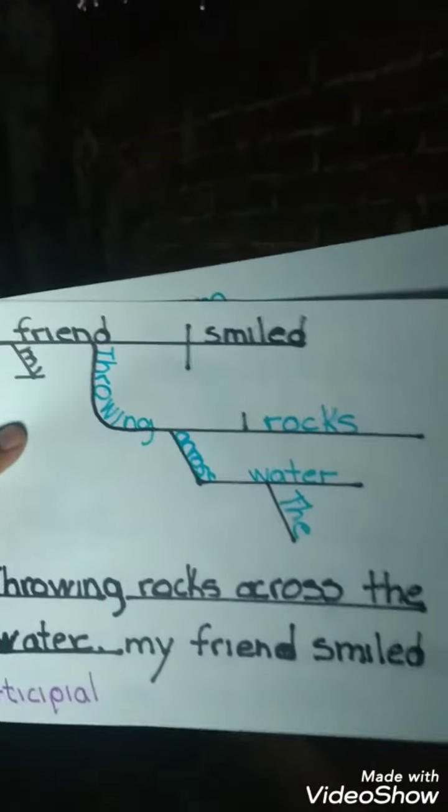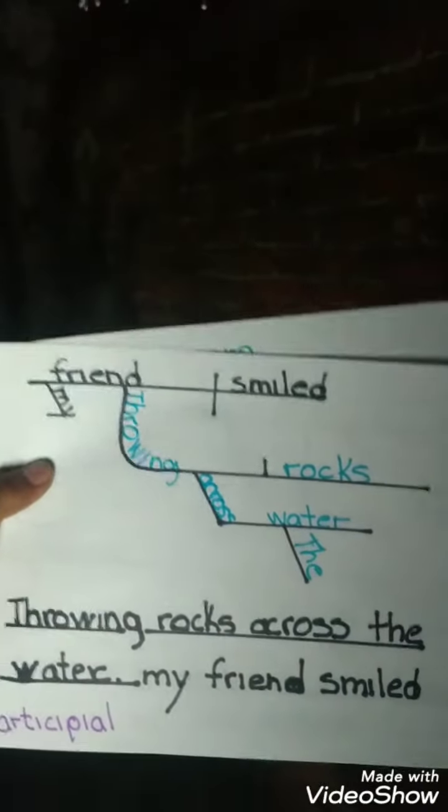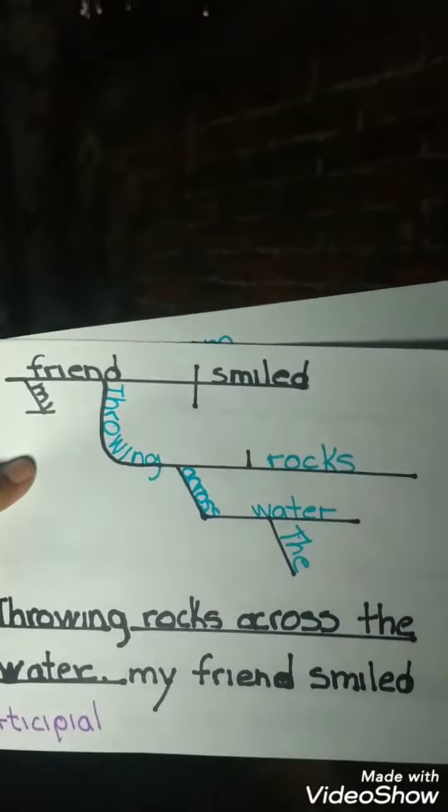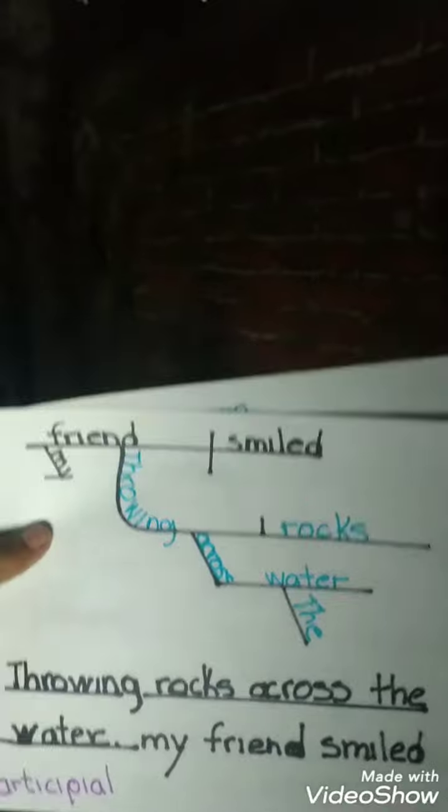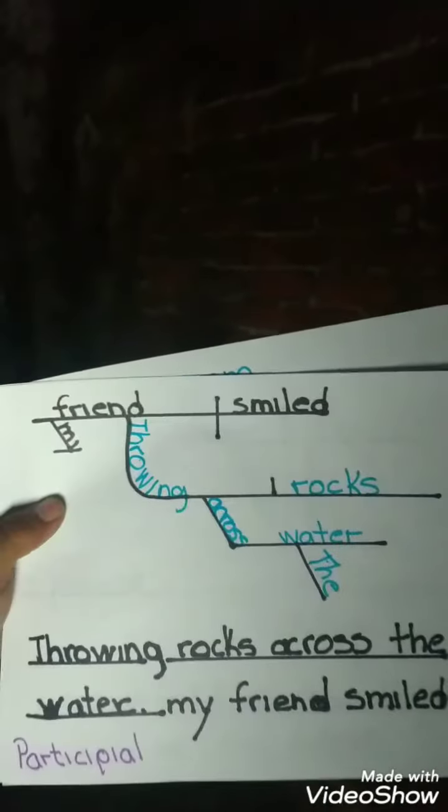And here we have the sentence, throwing rocks across the water, my friend smiled. Throwing rocks across the water is a participial phrase modifying the noun friend. You may have also heard of dangling participles. Dangling participles occur when the participle does not have anything to modify, and you should avoid them.